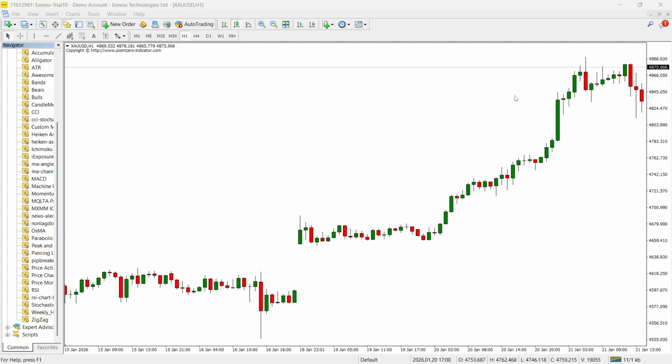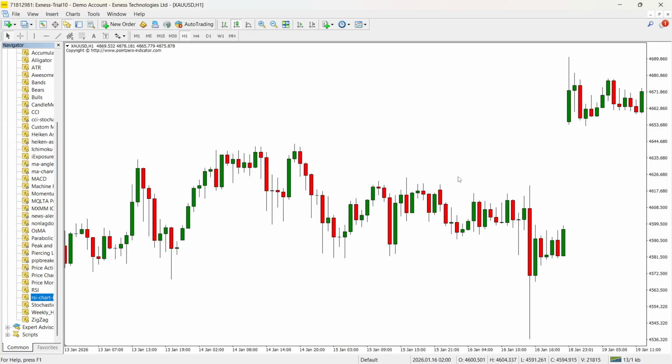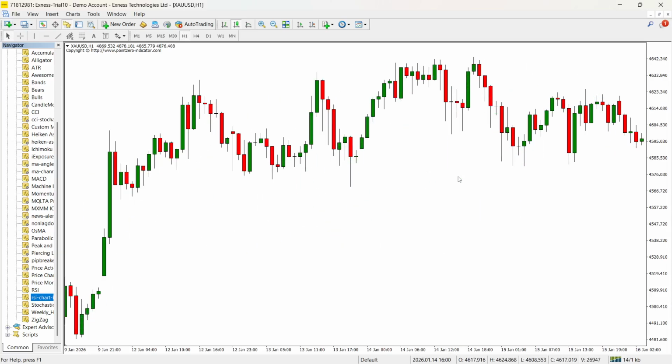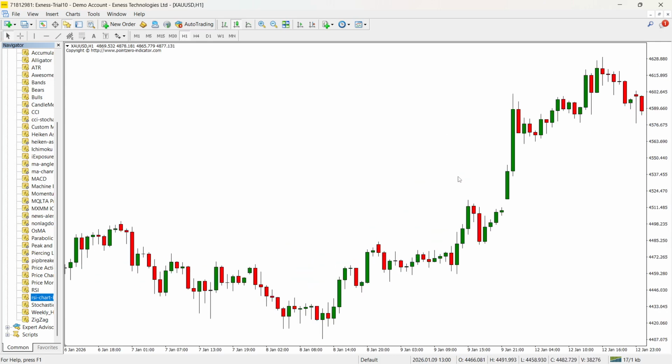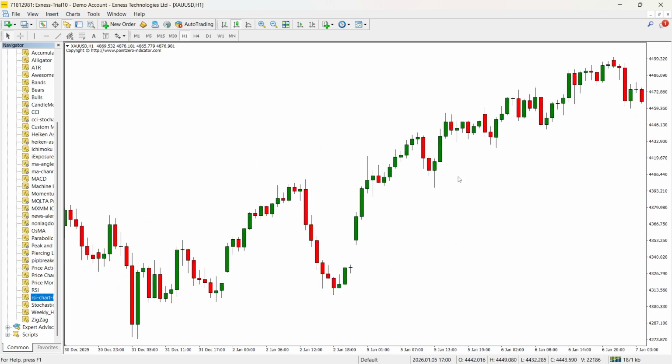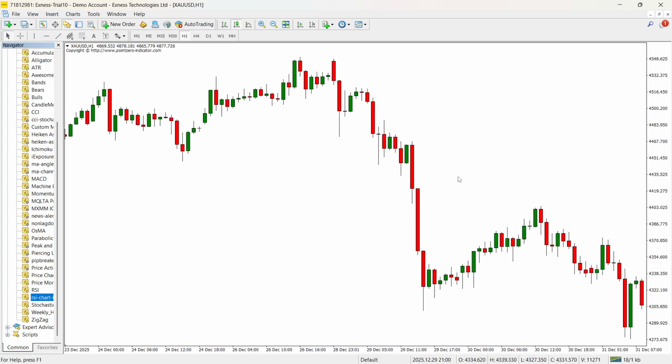Hello traders. In this video, we are looking at the RSI Bars Indicator for MT4 and MT5. This tool blends RSI information directly into the price bars themselves, helping you see momentum conditions and overbought or oversold states without constantly referring to a separate oscillator window.